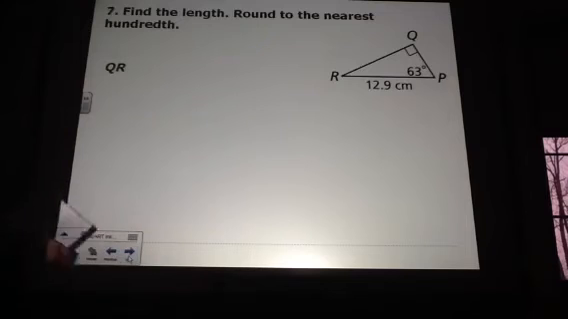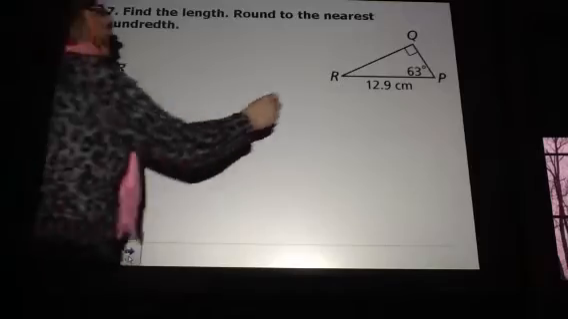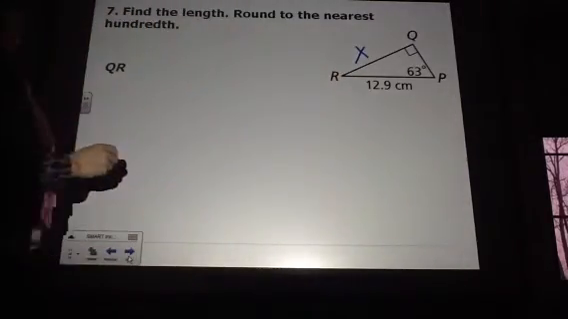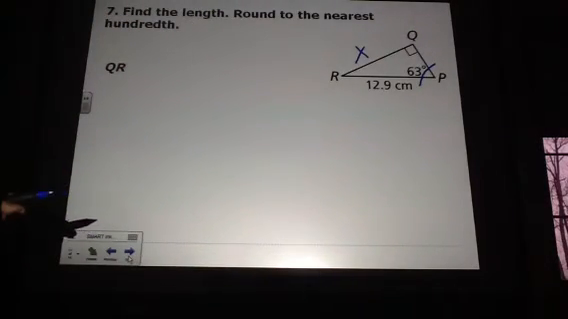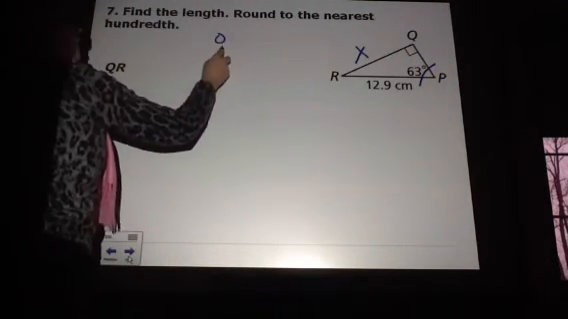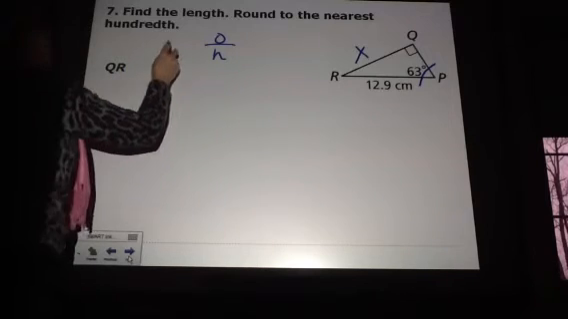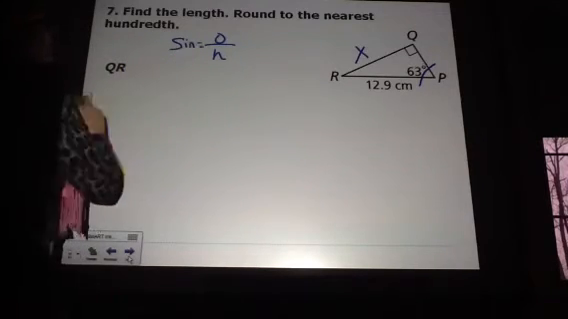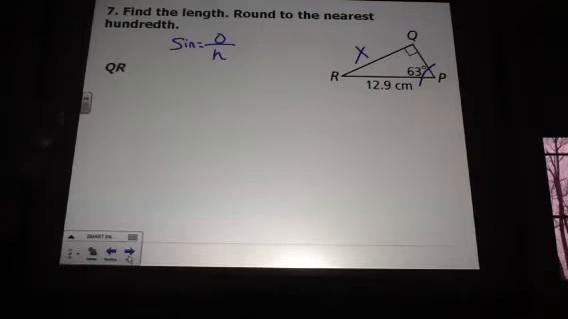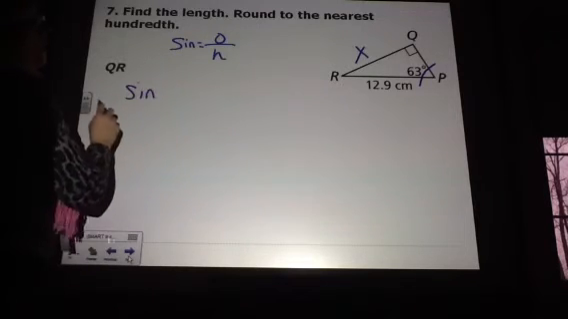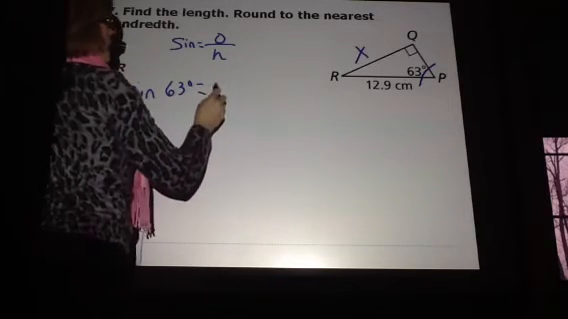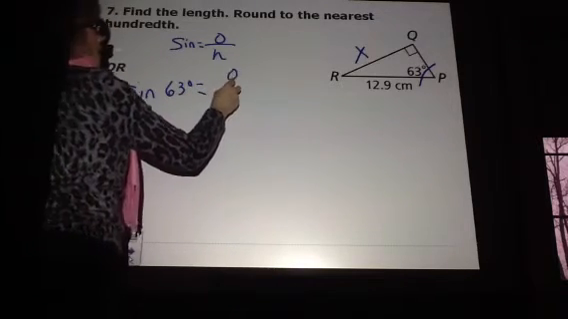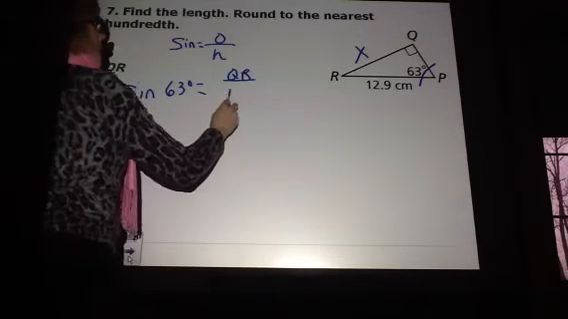All right, next one, find the length. We're going to find QR, which is this right here. Okay, we have an angle measure, P. So we have, what is that? Opposite, hypotenuse. So that is sine. So we can take the sine of 63 degrees, which is the opposite, which is our QR, over 12.9.